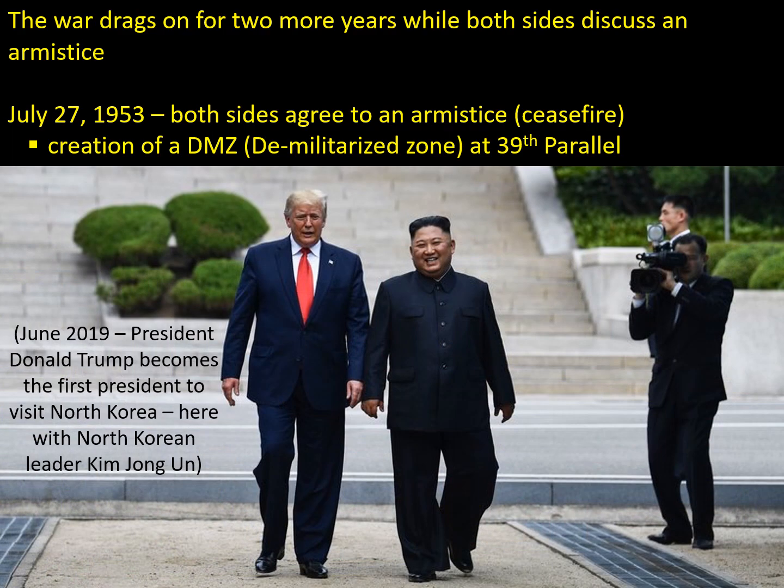All right, now, moving on. Here we see, this was a real historical event. It occurred last summer, June 2019. President Donald Trump became the first U.S. president to visit North Korea. Here we see him pictured with the North Korean leader, Kim Jong-un.